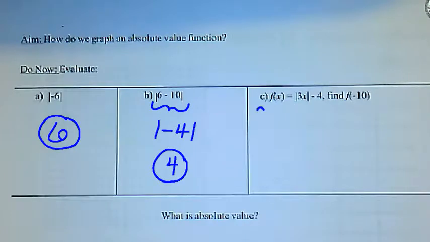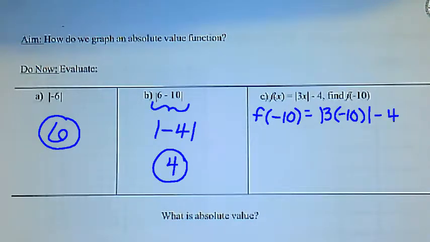So when we have a function, this works the exact same way. It wants us to do the function at -10, for 3 times -10, which is the absolute value, and then minus 4. So this works just like order of operations. And when I told you, our normal order of operations is P, E, M, D, left to right, A, S, left to right. Okay?